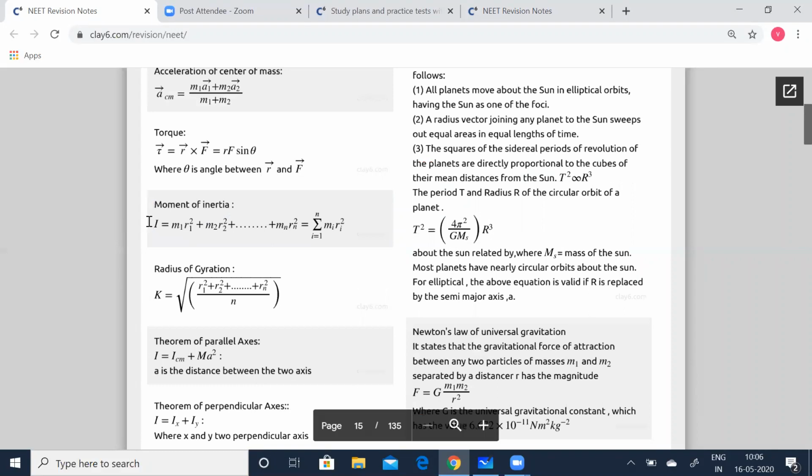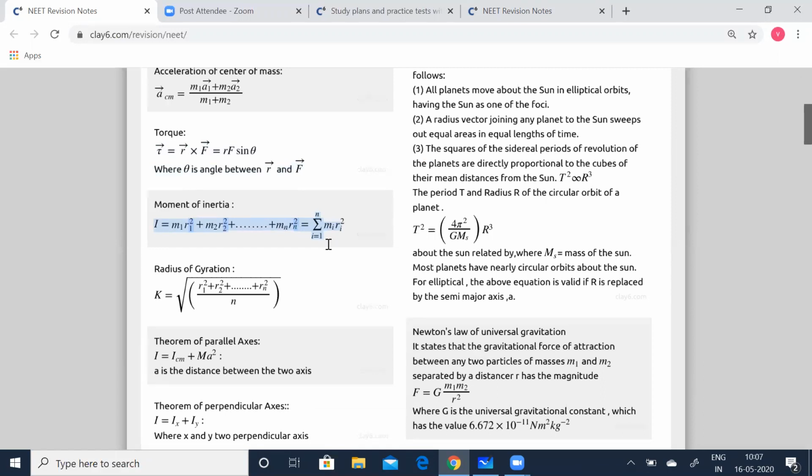Torque. Whenever there is rotational motion, torque comes into play. Torque is given by r cross F vector. Remember, this is a cross product. So r cross F equals r F sine theta, where theta is the angle between r and F. Moment of inertia is given by I equals m1 r1 squared plus m2 r2 squared and so on till mn rn squared, or you can simply write it as sigma i equals 1 to n of mi ri squared.